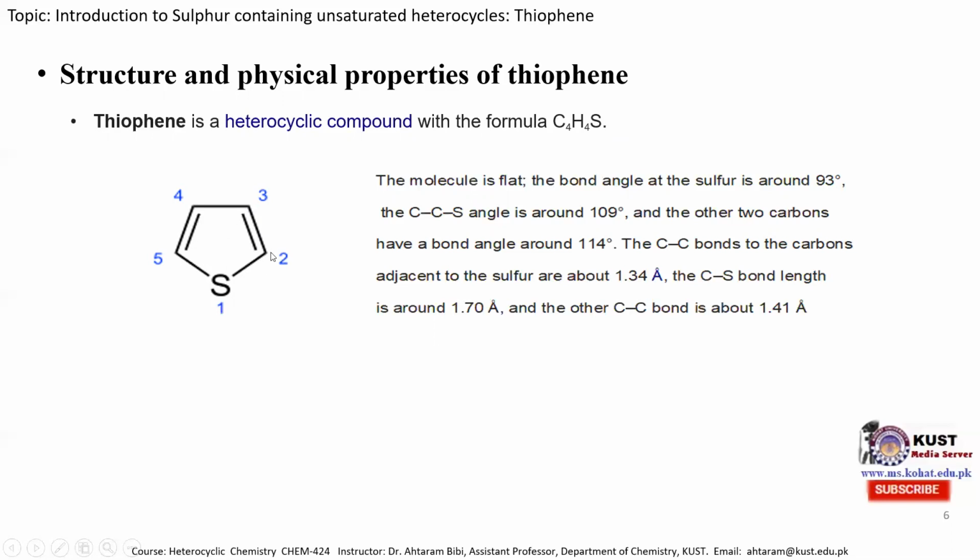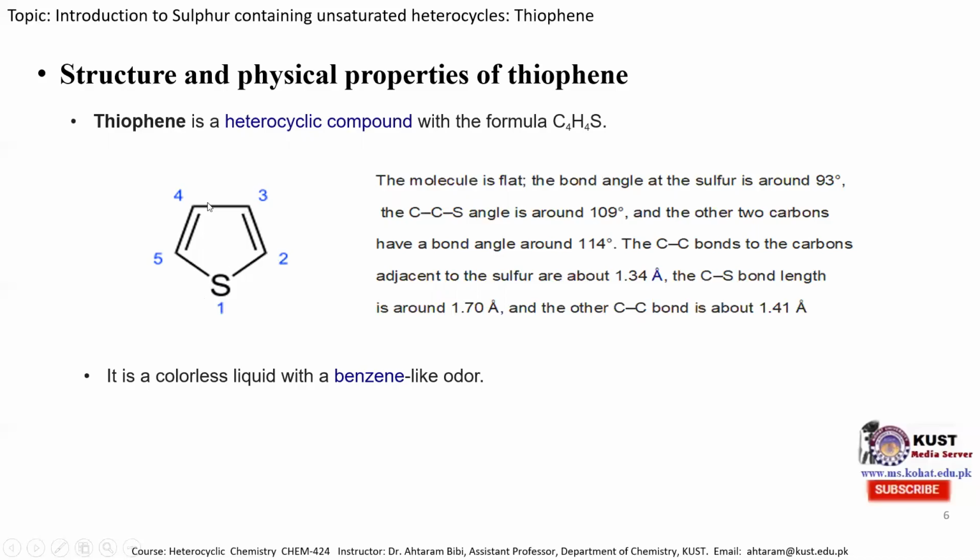The carbon-carbon double bond is generally approximately 1.44 angstrom, but in this case, in the presence of sulfur, the carbon-carbon double bond length is 1.34 angstrom, and the carbon-sulfur bond length is generally larger, equal to 1.70 angstrom due to the larger radius of the sulfur atom. And the carbon-carbon single bond length is equal to 1.41 angstrom.